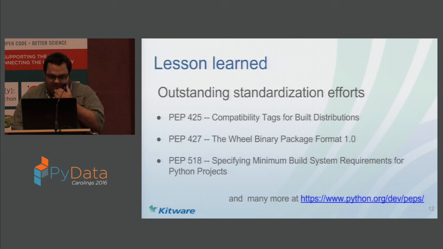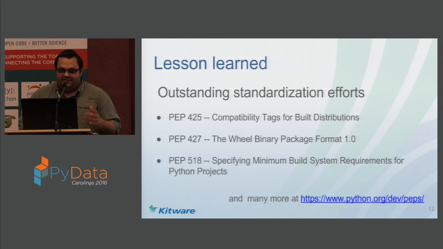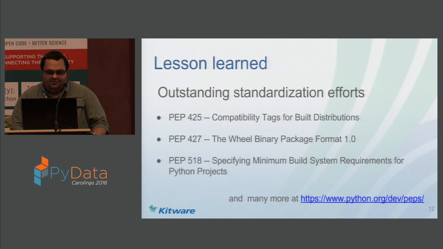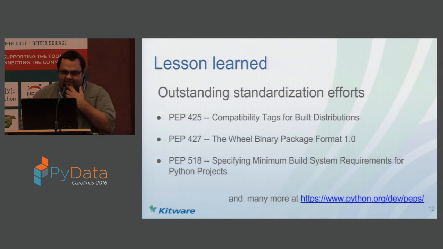Just three PEPs here that we've highlighted. I'll highlight in particular the wheel binary package formats, basically the big packaging format that we're going with now for binary packages. And then there's also addressing the issue with specifying requirements in executable code, which has its own problems. So there's PEP 518 to try to address that, and a lot more. You can check out the list of the PEPs if you want to get into the nitty gritty of the standardization.